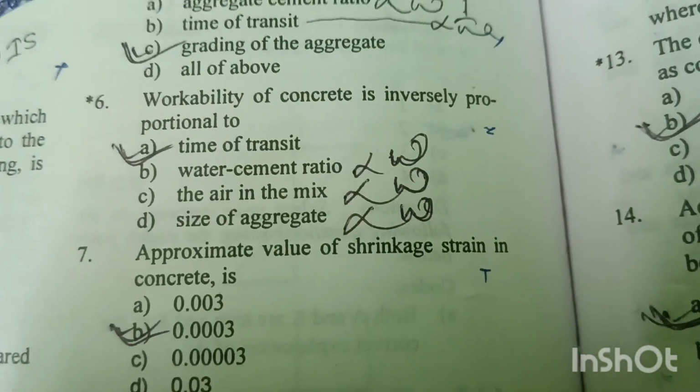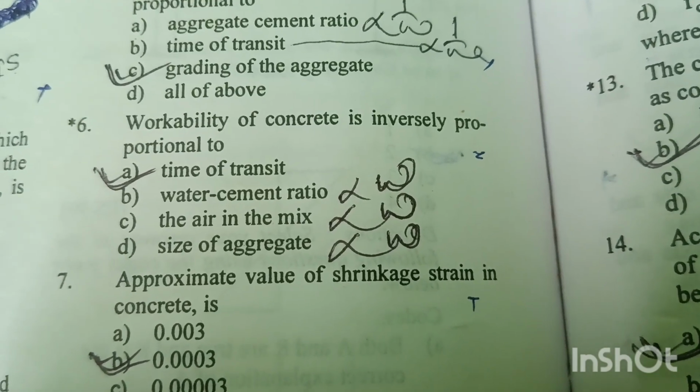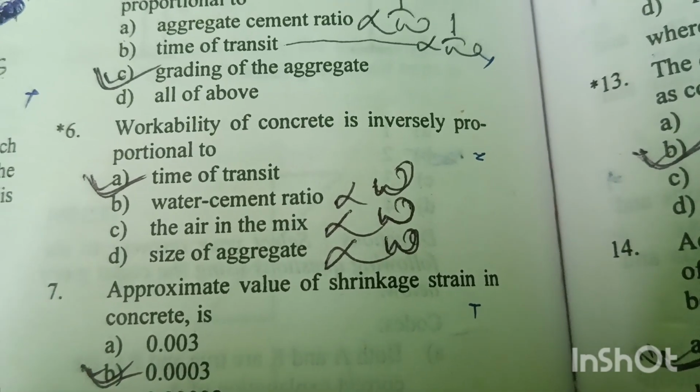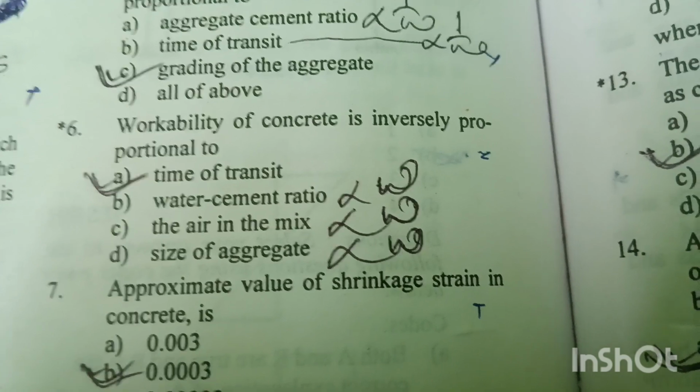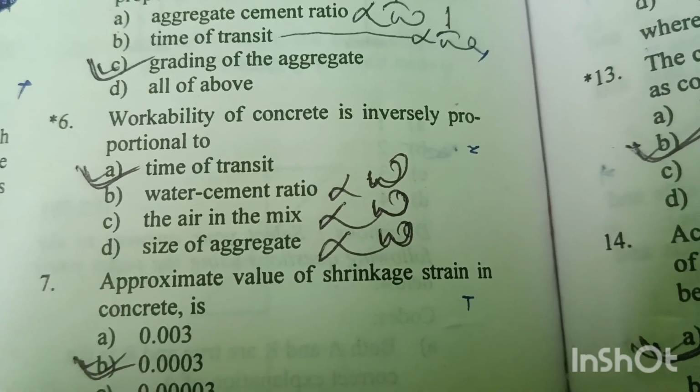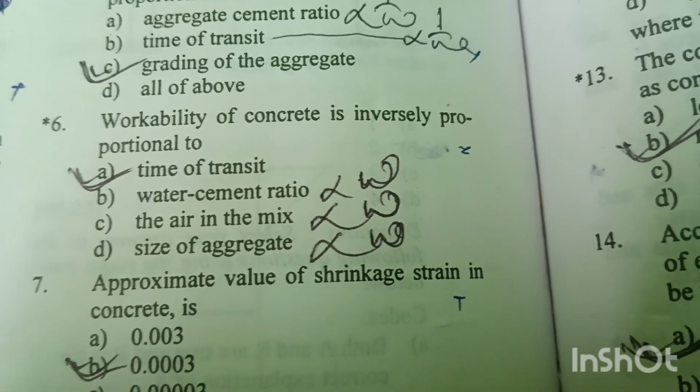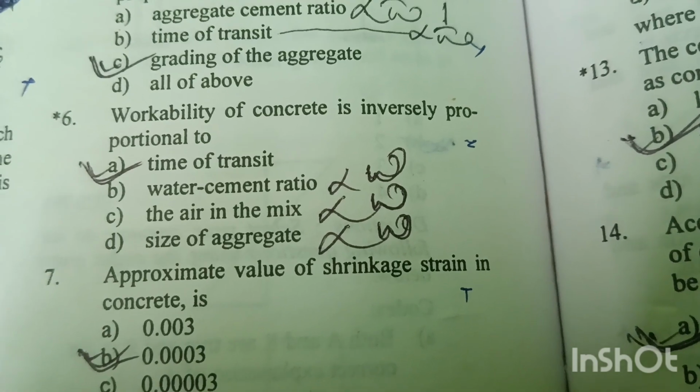Question number 6. Workability of concrete is inversely proportional to the time of transit. Option A is the right answer. And it is directly proportional to the water cement ratio, air in the mix, and size of the aggregates.